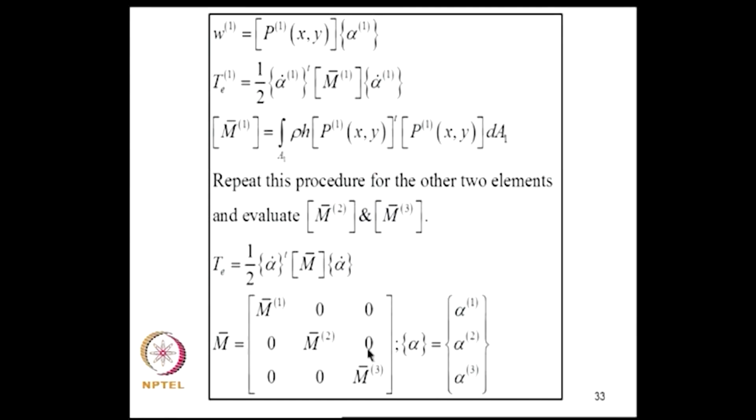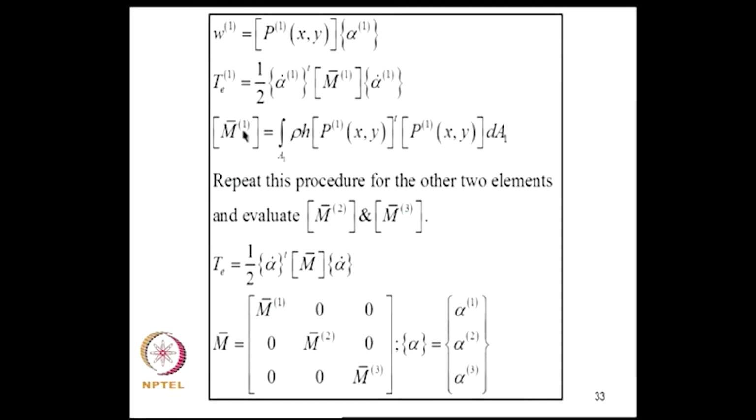Now, we will consider elements one by one. For the first element, I will now add a superscript: W1 is given by this, kinetic energy is given by this, and the mass matrix we evaluate using this. This can be done in an exact manner because these integrands are simple polynomials, so we can evaluate that.